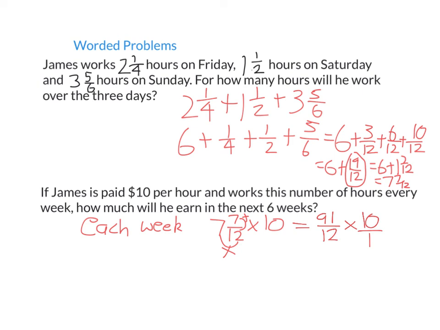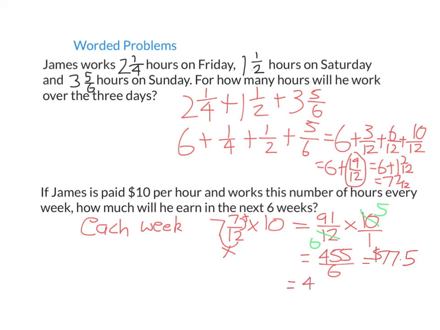So we can cancel here because 2 goes into 12 6 times and it goes into 10 5 times. So here we end up with 455 over 6. This means 455 divided by 6. So you can use long division for that if you want. The answer we get is 77.5. He earns $77.50 every week. So how much will he get over 6 weeks?